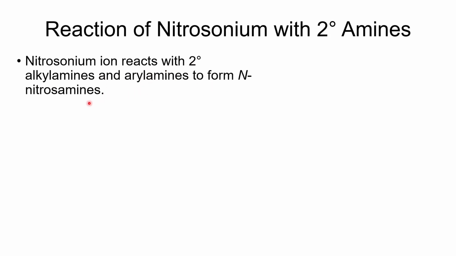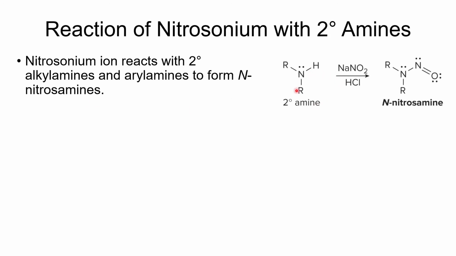form N-nitrosamines. So here we've got a secondary amine. We do our diazotization conditions, but instead of getting the diazo, we get this N-nitrosamine. So this N-nitrosamine, well, this was just an intermediate in our previous mechanism. However, here, because there's not a hydrogen to deprotonate, this is our end point in this reaction.